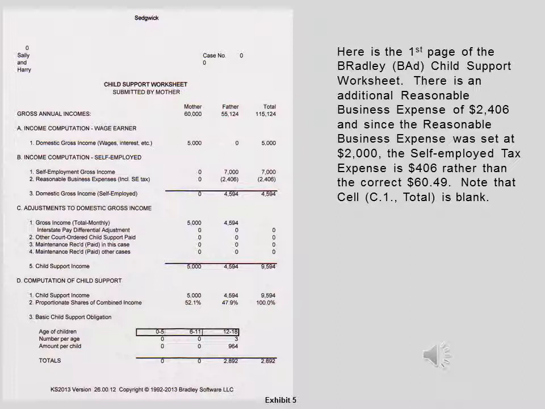Here is the first page of the Bradley Bad Child Support Worksheet. There is an additional reasonable business expense of $2,406, and since the reasonable business expense was set at $2,000, the self-employed tax expense is $406 rather than the correct $60.49. Note that cell C1 total is blank.